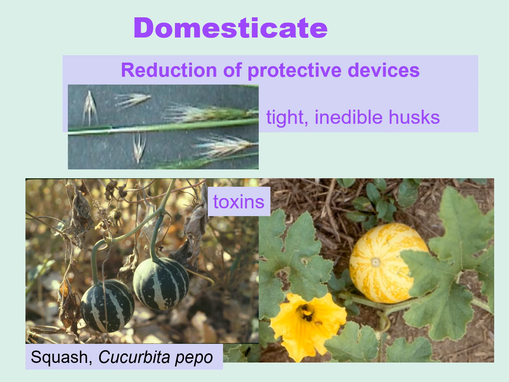Or it might be toxins. So these wild squash here on the left are very bitter in taste, whereas domesticated squash, we eat the flesh. So the cucurbitacins have gotten less toxic tasting or bad tasting.